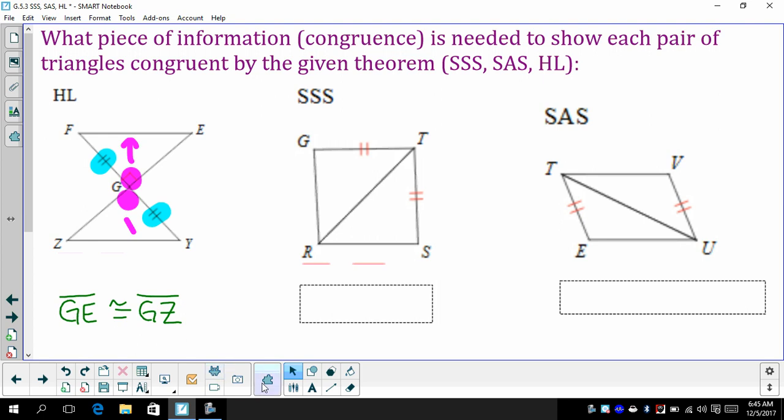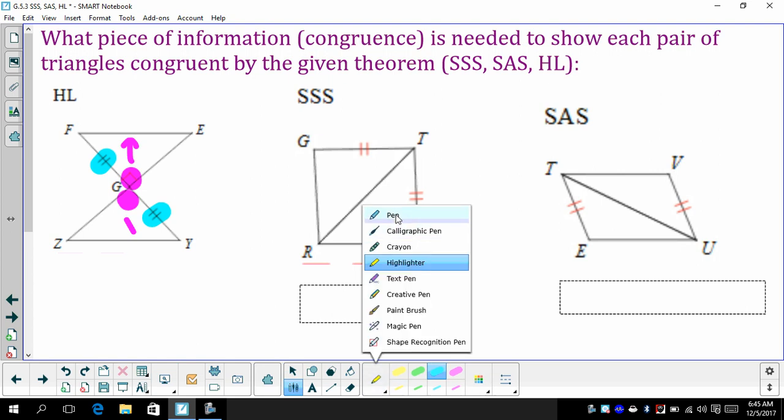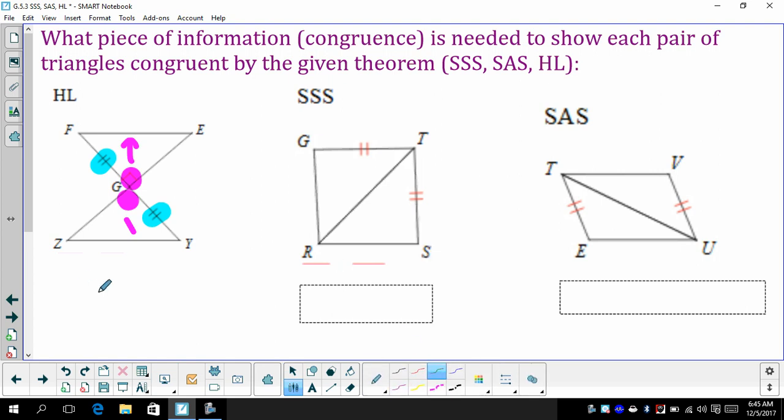Whoops, I wrote it wrong. I would actually need to tell you that side FE is congruent to side ZY, the two hypotenuses.